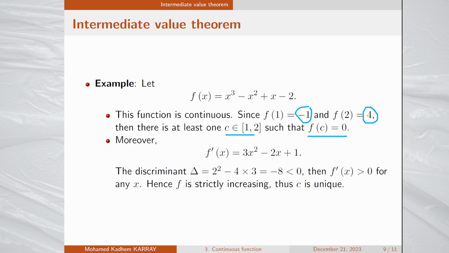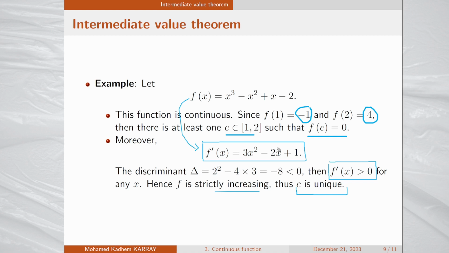Moreover, if we calculate the derivative of this function, it gives this function here. From the expression of f you can get its derivative. The discriminant of this polynomial equals -8, which is negative, so the derivative will be positive at any point x. And consequently, the function is strictly increasing, so the value c, where the function vanishes, is unique.